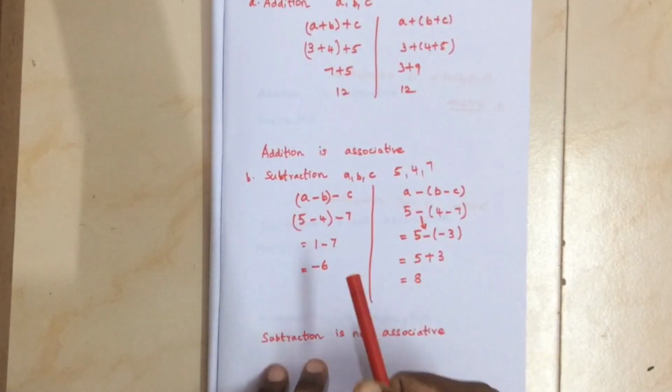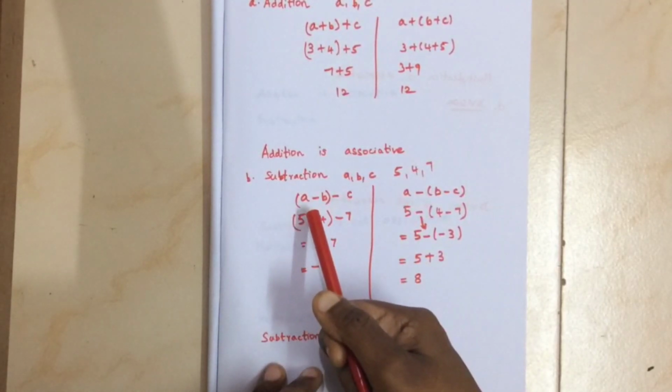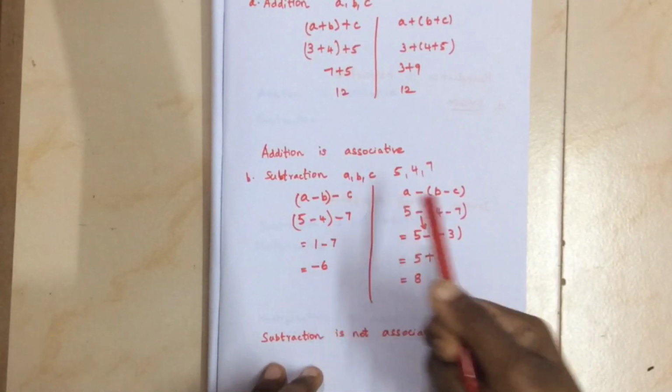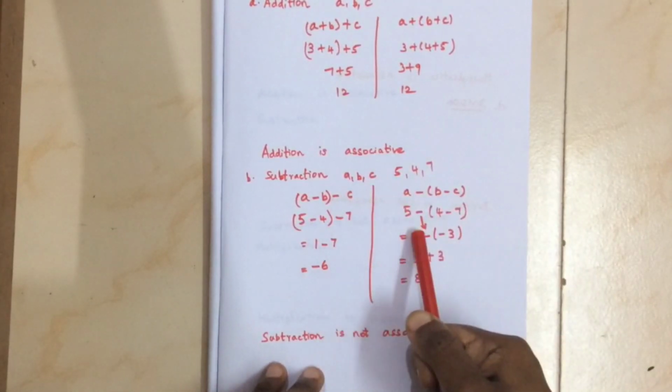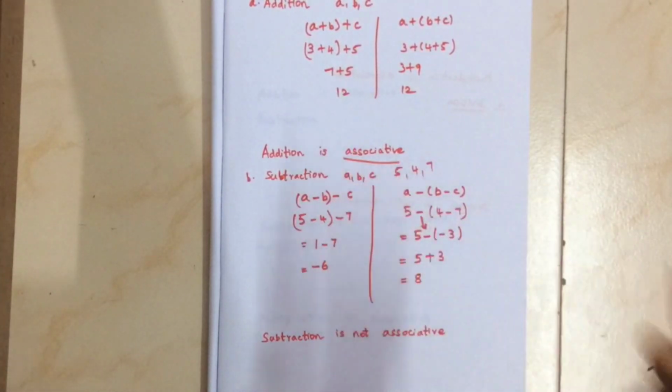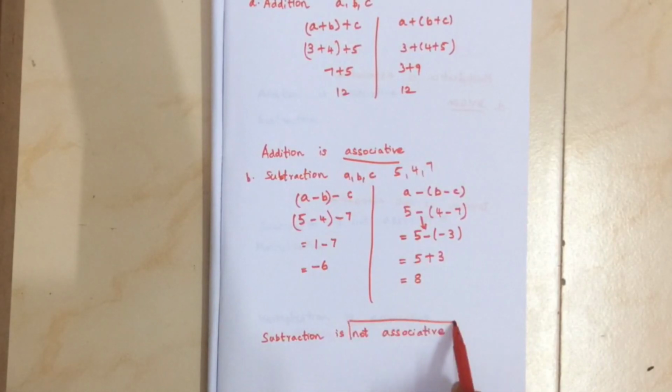So for subtraction, (A - B) - C is not equal to A - (B - C). For addition it is associative, and for subtraction it is not associative. You can try with some more examples. The next we are going to see is multiplication.